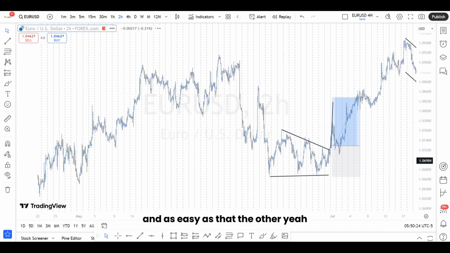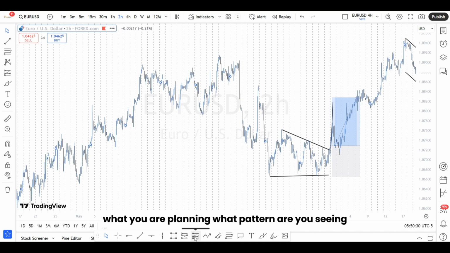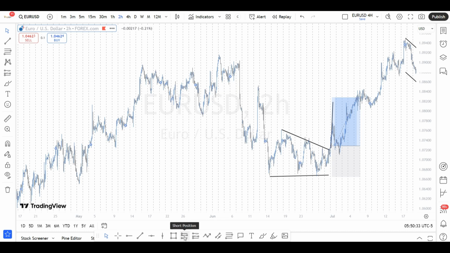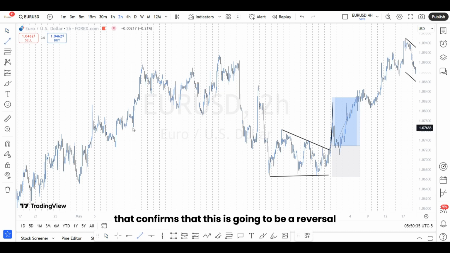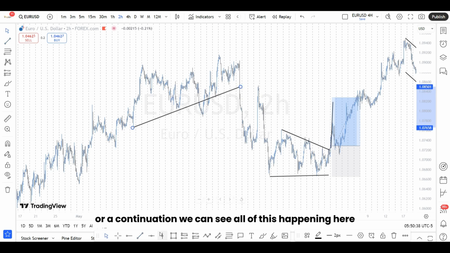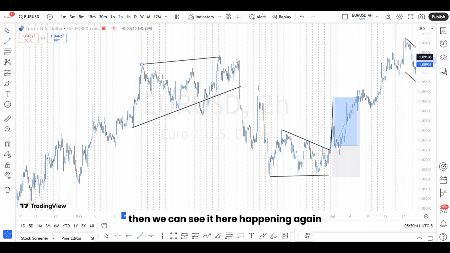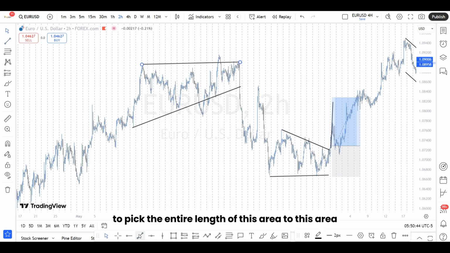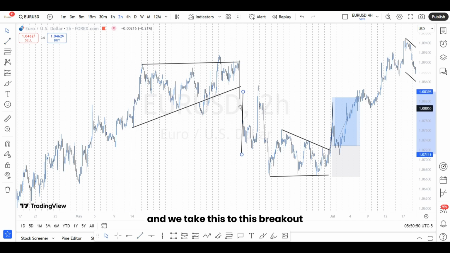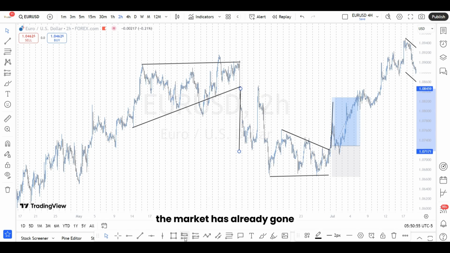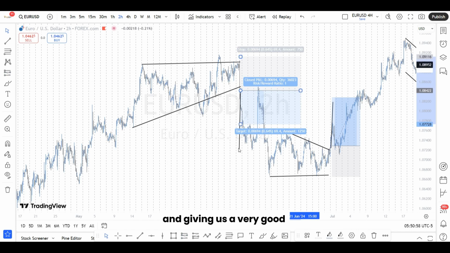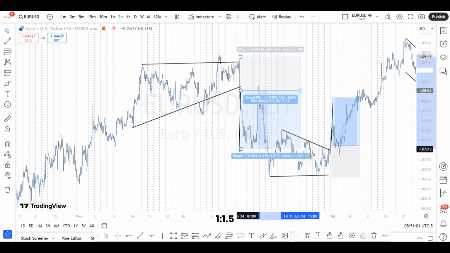The other one here is also a reversal pattern. So you need to understand if it's going to be a reversal or a continuation, what you are planning, and what pattern you are seeing that confirms that this is going to be a reversal or a continuation. We can see all of this happening here, then we can see it happening again here. So if we were to pick the entire length of this area to this area and take this to this breakout, we can see that even before the market pulled back, the market had already gone and given us a very good 1:1, 1:5, 1:2 risk to reward trade.